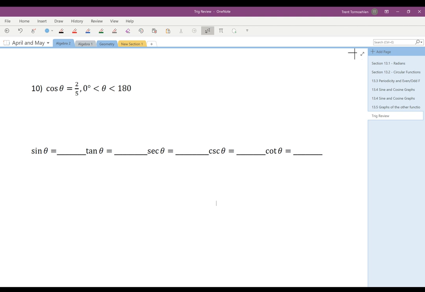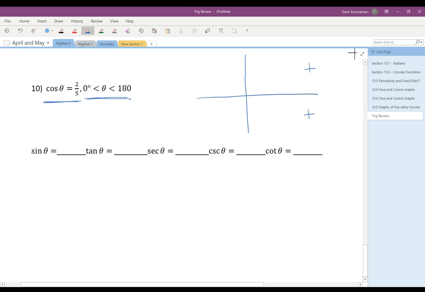Okay, so we look at number 10, and we start by noticing that the cosine is positive, and our theta value has to be between 0 and 180. And so if we think about a unit circle or a coordinate grid like this, we know that cosine is positive when the x values are positive, so in quadrant 1 and quadrant 4.